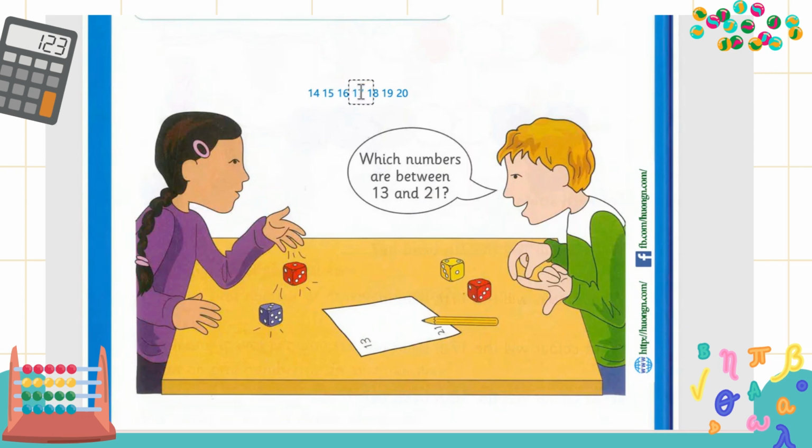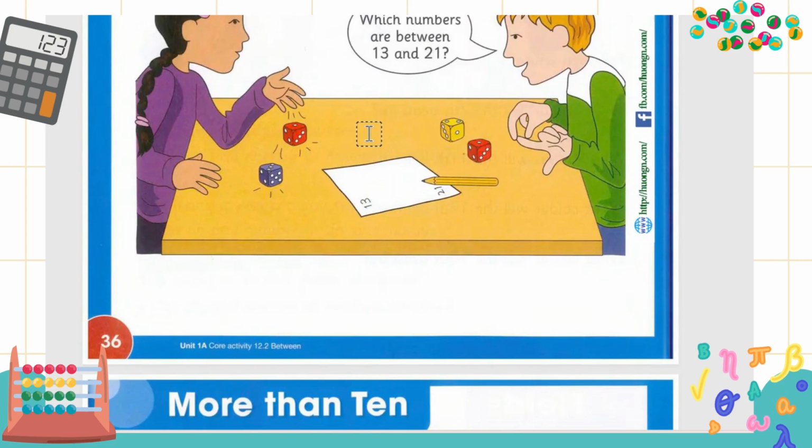1, 2, 3, 4, 5, 6, 7 numbers are between 13 and 21, and these are the numbers. If asked which are the numbers, then this is your answer. Which means how many numbers there are, what's the name of the number, like 14, 15, 16, 17, 18, 19, 20. These are the numbers that are between 13 and 21.